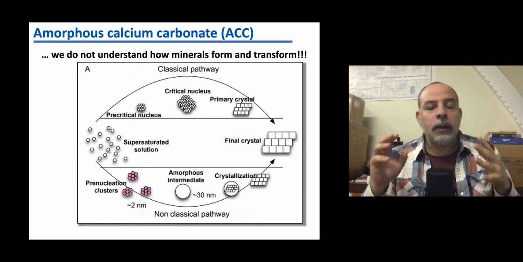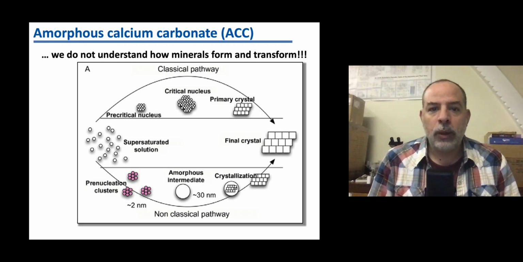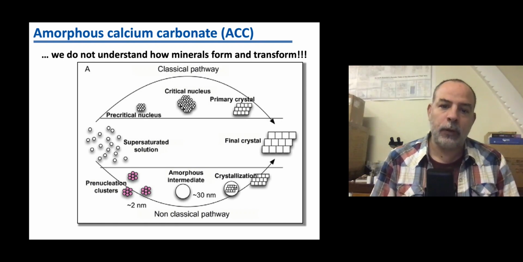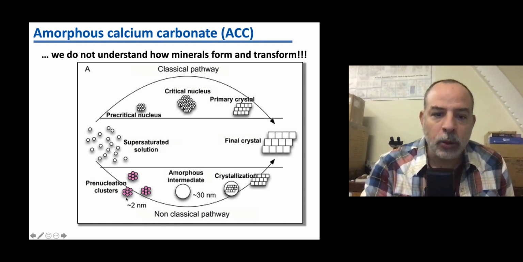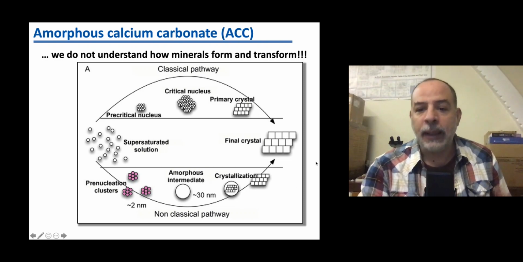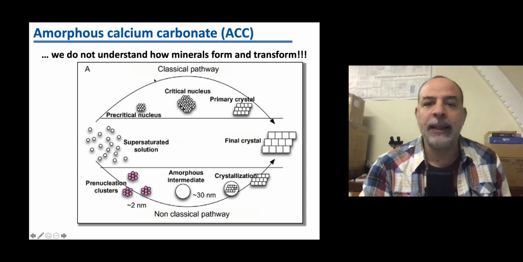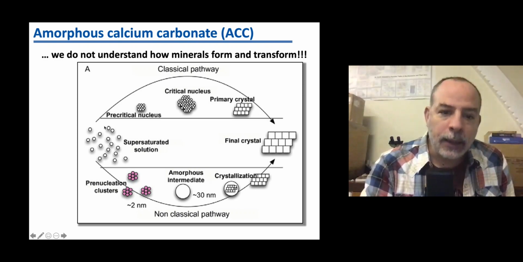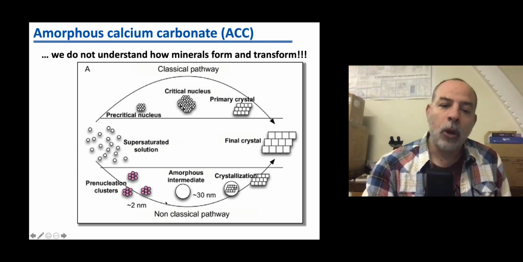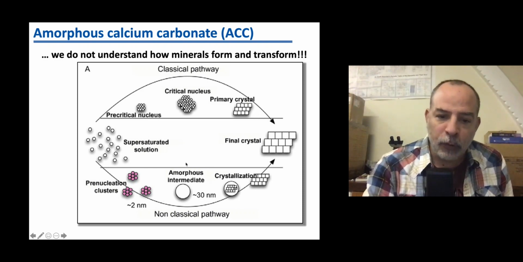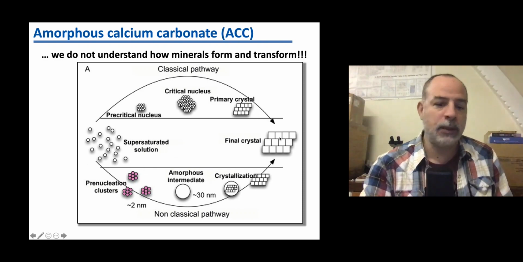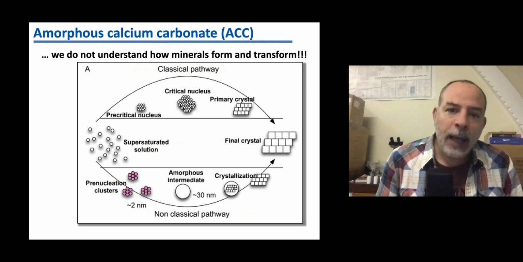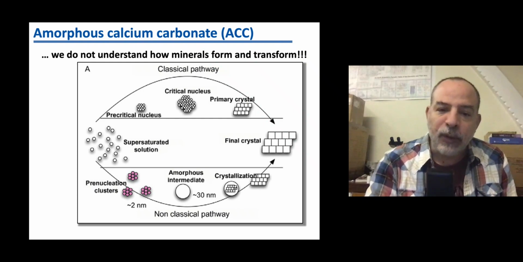The problem is that we don't know very well how minerals and in particular how carbonates form and transform. We know that from supersaturated solutions we can go to final crystals, but sometimes that may happen via a classical pathway by nucleating crystals and growing them, and sometimes that can happen via the formation of prenucleation clusters, amorphous precursors, which later crystallize. This is a non-classical pathway. And these processes are very quick. They can happen extremely rapidly, and they are very difficult to follow.